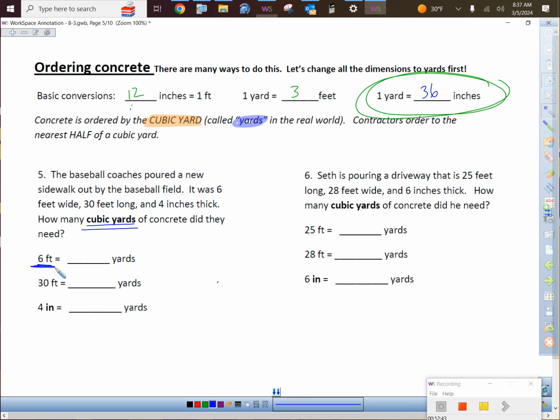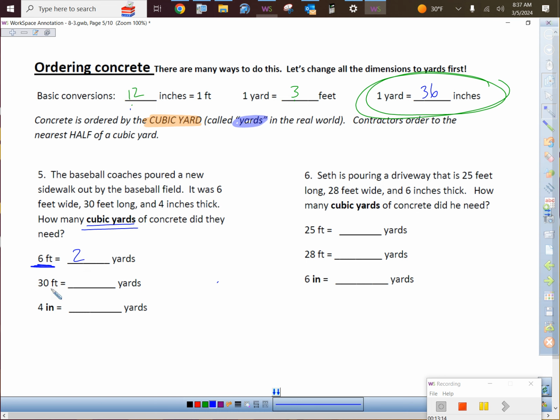So what should this number have to get to stay balanced? We're going to a bigger unit. This number has to get smaller. How do we make it smaller? Multiply by 3 or divide by 3? We will divide that by 3. What is 6 divided by 3? 6 feet is 2 yards. Are you cool with that?